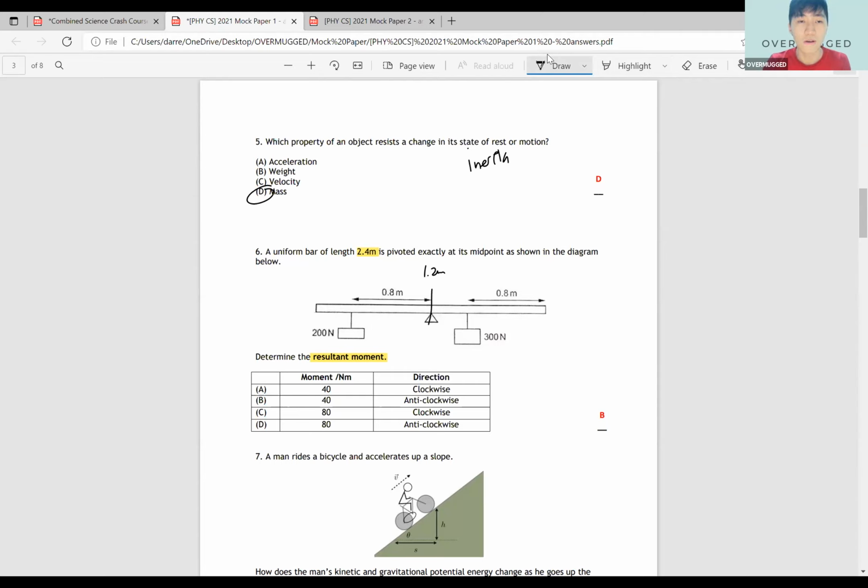So what is clockwise? Clockwise would be this 300 Newton with a perpendicular distance of 0.4 meters. So you take 300 times 0.4. That is clockwise. Then what about anticlockwise? You take 200 times 0.8. After you get the two values, you then need to calculate: is there more clockwise or more anticlockwise? You realize that there's more clockwise. By how much more? By 40. So you do your basic calculation, and you should be able to get the answer. Clockwise, anticlockwise, then you compare the values.